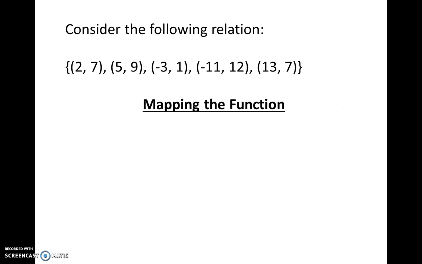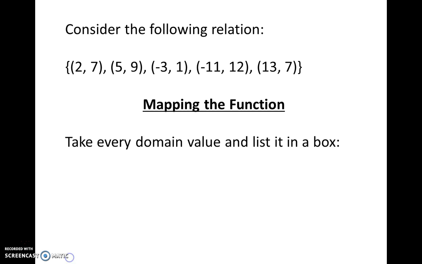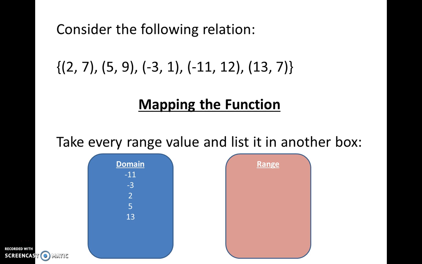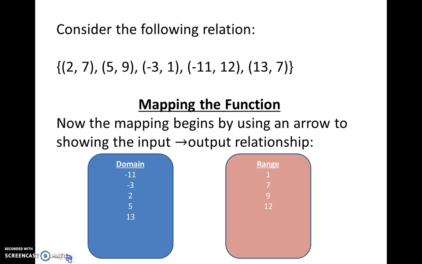So what we're going to do with all of these values in this relation is we're going to take every domain value and list it in a box. So there's my domain box. And I'm going to start placing all of my values from least to greatest in this box. So here we go. Next, I'm going to take all of my range values from each of these, and I'm going to list them in my box in order from least to greatest. And there they are.